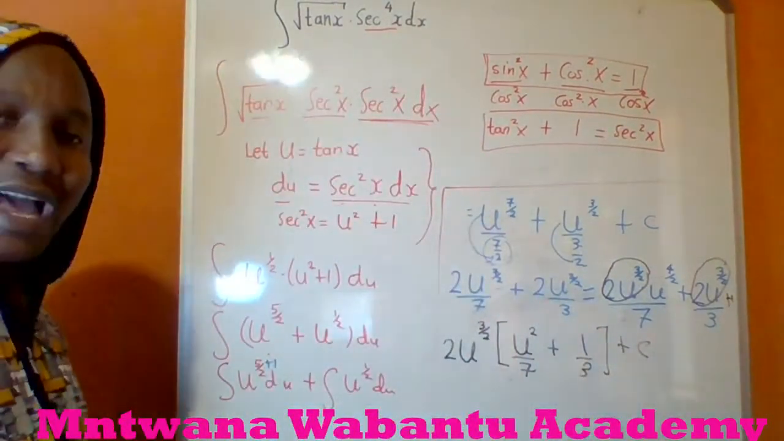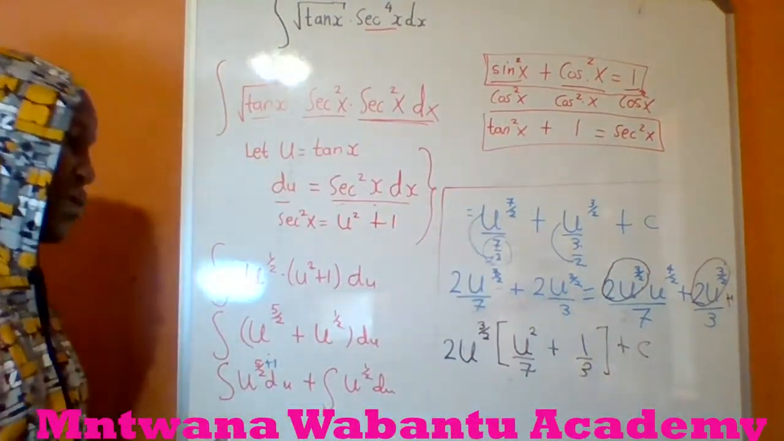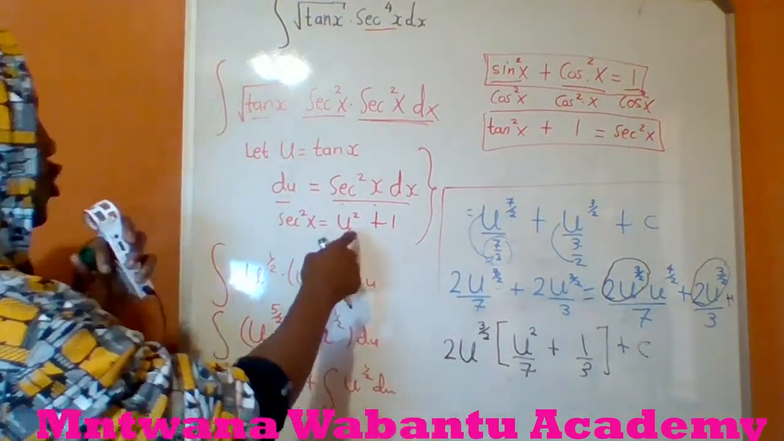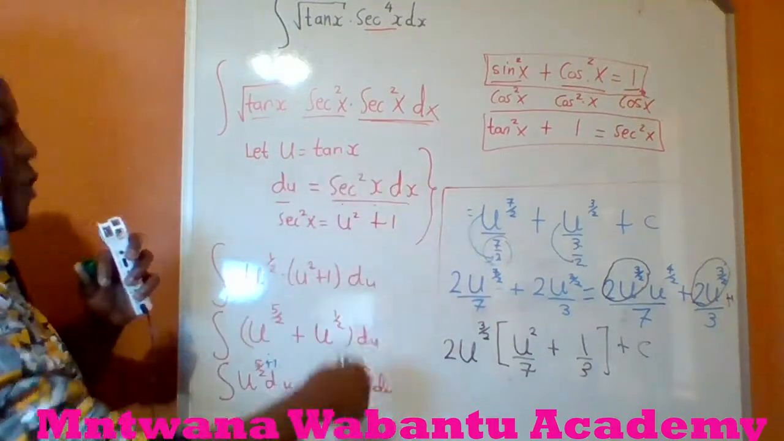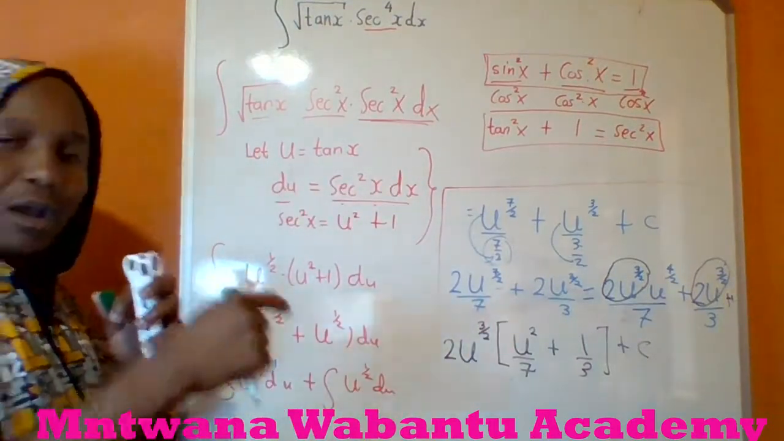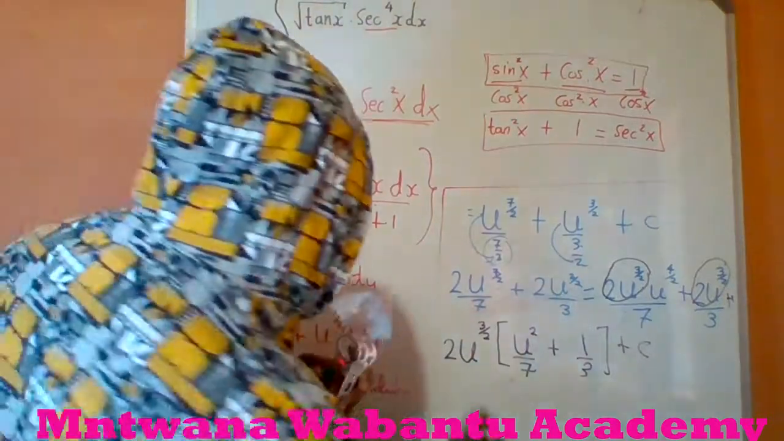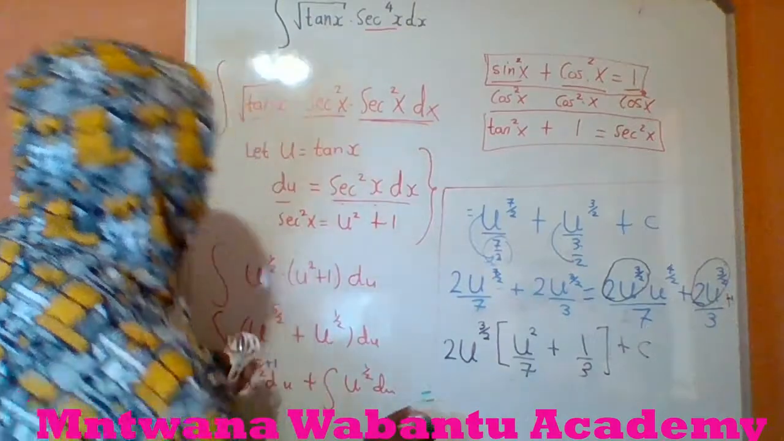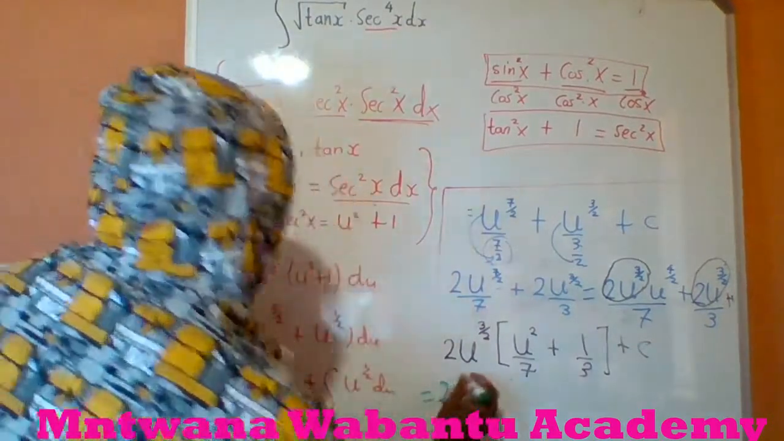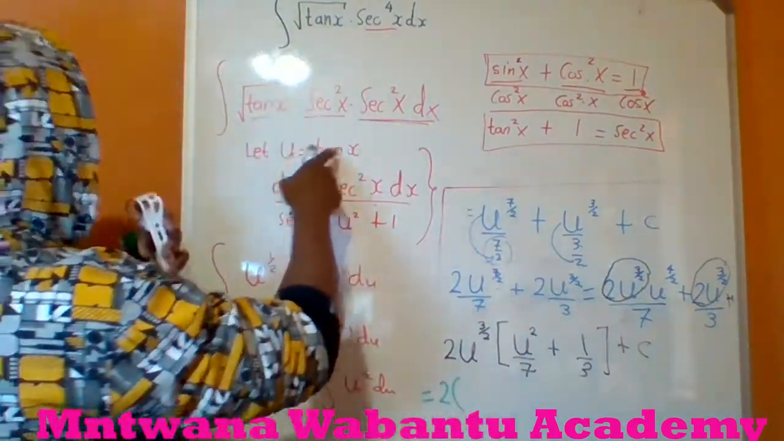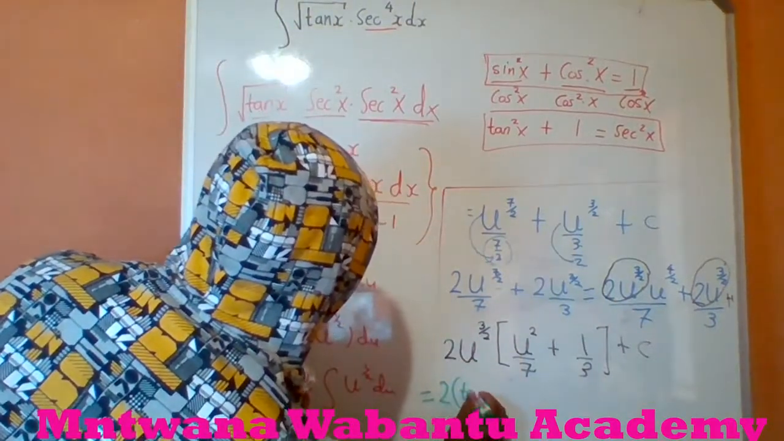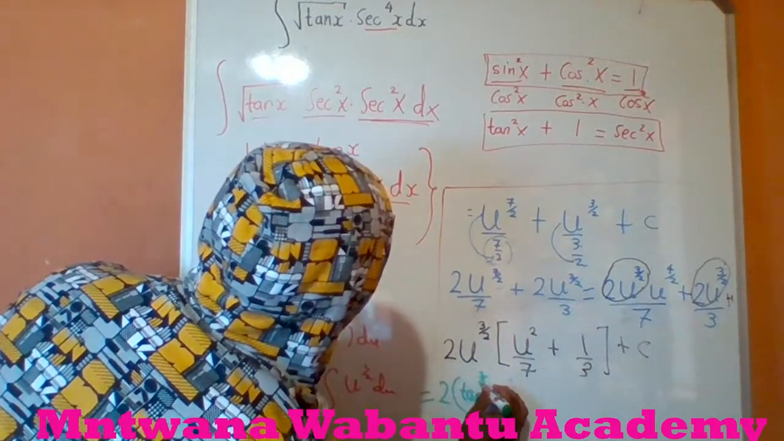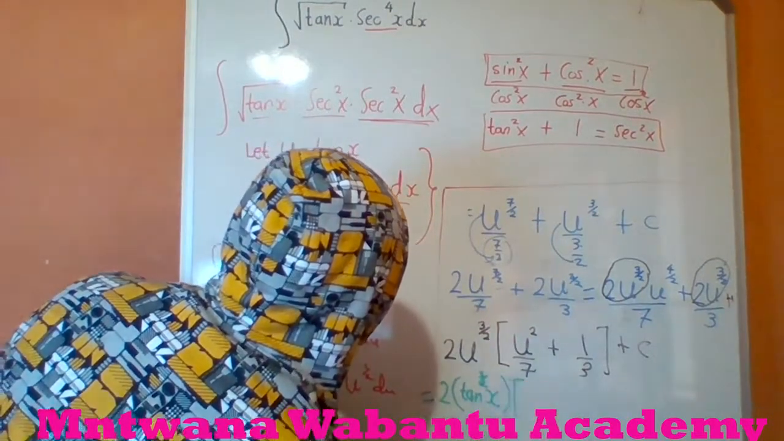So guys, brother and sister, the question is finished because what we're going to do now is plug back the value of u. What is our u? We said u is equal to tan x. So wherever there's a u, we're going to substitute tan of x. So this is going to be finally equal to 2, just a 2. But what is our u? u is equal to tan of x. So tan x to the power 3/2, and then we're going to put a big bracket.